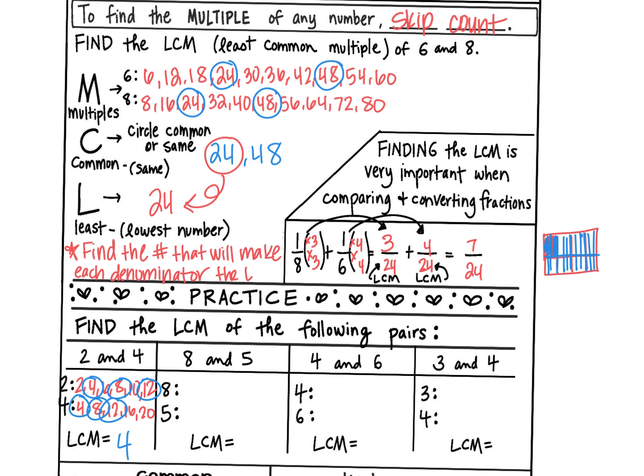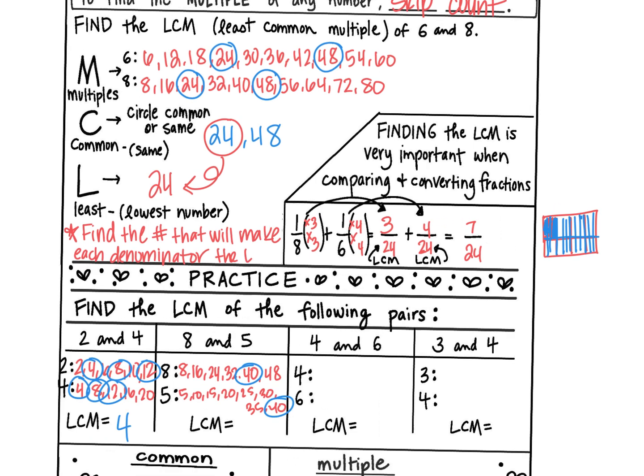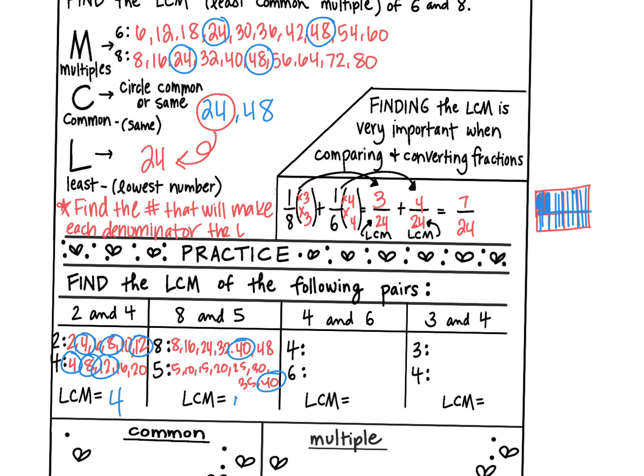Okay, now for 8 and 5, same thing. I'm going to skip count by 8s: 8, 16, 24, 32, 40, 48, and now I'm going to skip count by 5s: 5, 10, 15, 20, 25, 30. I have to keep going. 35, 40, until I get a common multiple, which is 40. It's also my least common multiple. So my LCM for 8 and 5 is 40.